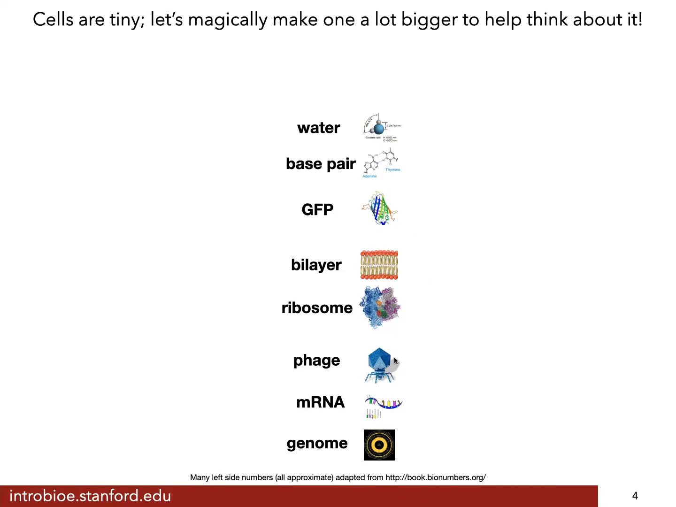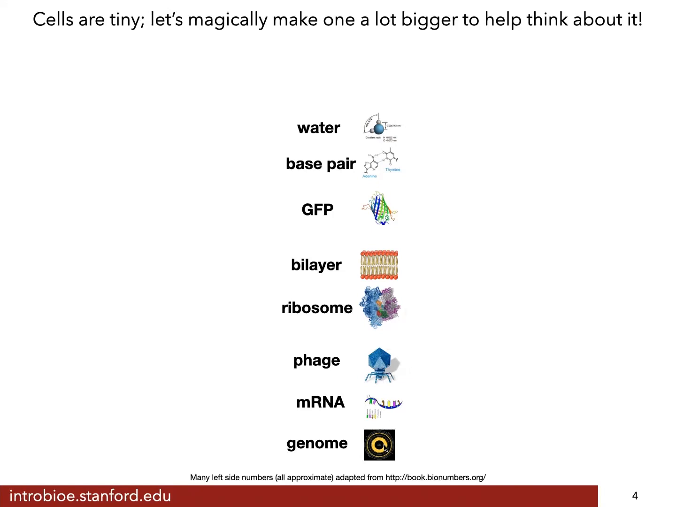A phage. Phage are only in cells if they're infected. A phage is a type of virus for bacteria. The full name for phage would be bacteriophage, which means eater of bacteria. mRNA, messenger RNA, that's going to instruct the ribosome what protein to make.